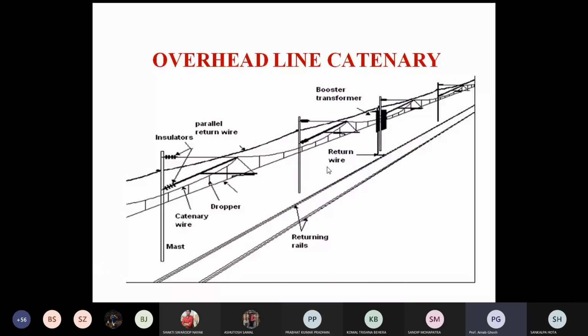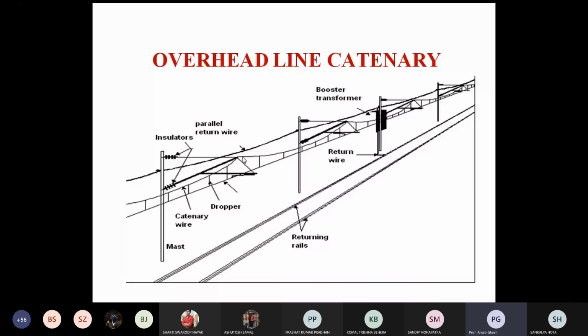Another important thing is not shown in this picture on the railway track: one big weight. After some interval you can see some weight there. That gives you the tension, maintaining the tension of your catenary wire. Otherwise, the catenary wire has inherent weight, which means it always tries to sag. You know the terminology sag in power systems. So all the time it tries to sag.